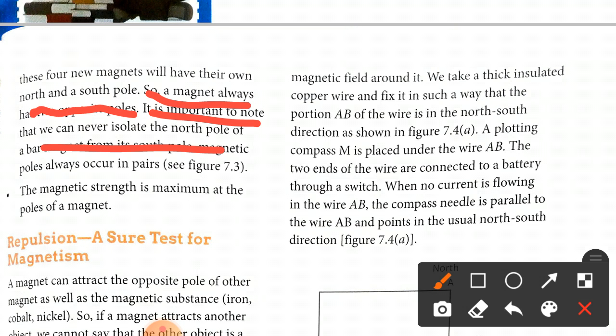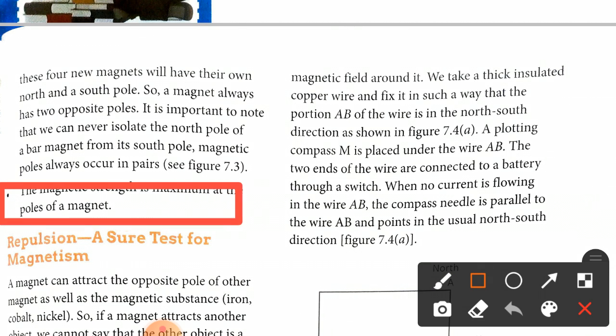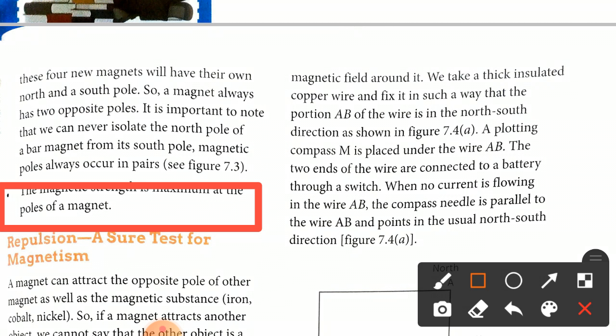The magnetic strength is maximum at the poles of the magnet. This is an important line. You should ask where the magnetic strength of the magnet is stronger. The answer is that it is stronger at the poles of the magnet.